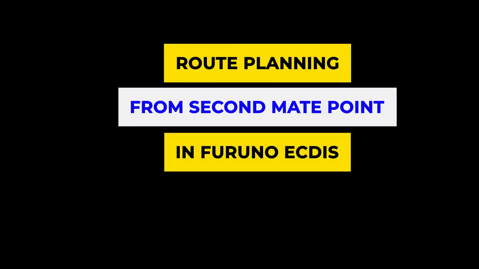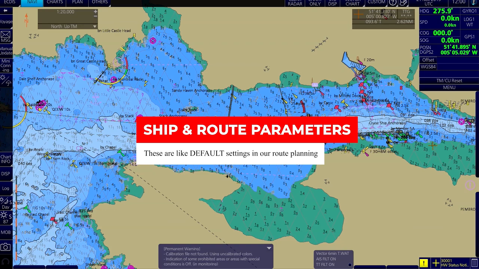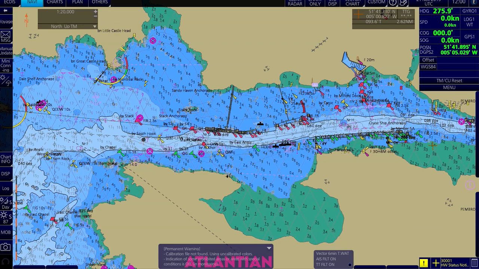So hello guys, welcome. In this video I'm going to show you how to do route planning in FURUNO ECDIS in detail. Before drawing my route lines, what I normally do is adjust my ship and route parameter values. To enter the ship and route parameter values, on the right side of the screen you can see there is a menu button. You have to press that and from there we can enter our ship's parameter values.